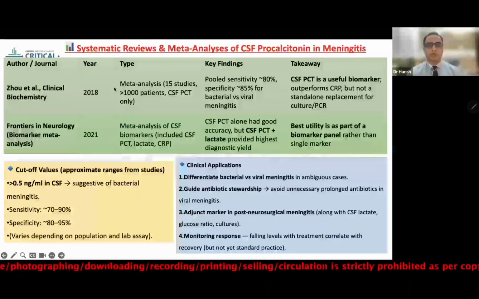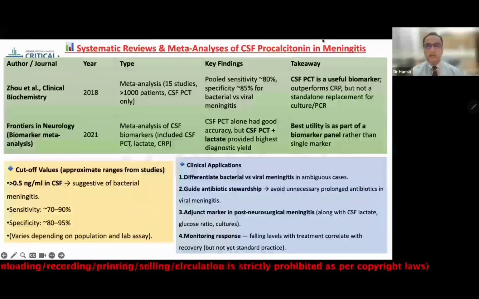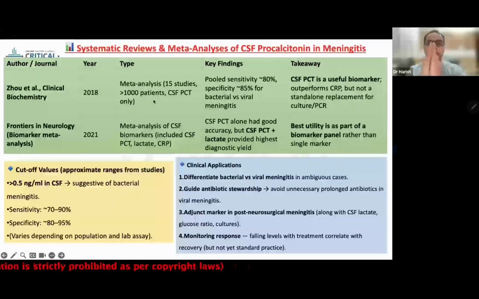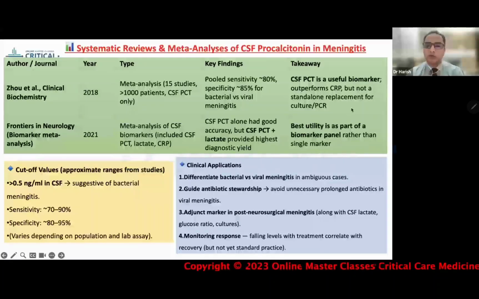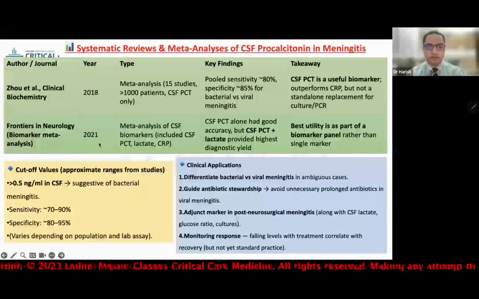Basically we have a systematic review and meta-analysis on CSF procalcitonin in meningitis. This is one 2018 data: around 15 studies, more than 1,000 patients included. They looked at CSF procalcitonin alone, with a pooled sensitivity of 80% and specificity of 85% for bacterial meningitis as compared to viral meningitis. So CSF procalcitonin is a useful biomarker which outperforms CRP, but it is not a standalone replacement for culture or PCR technology.